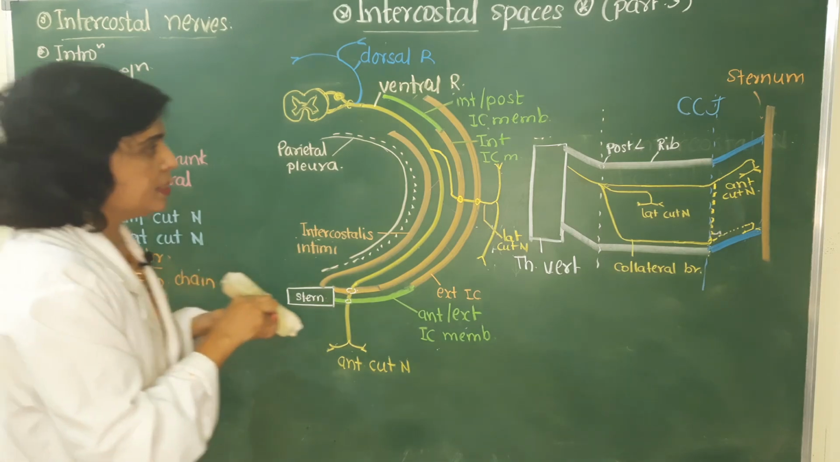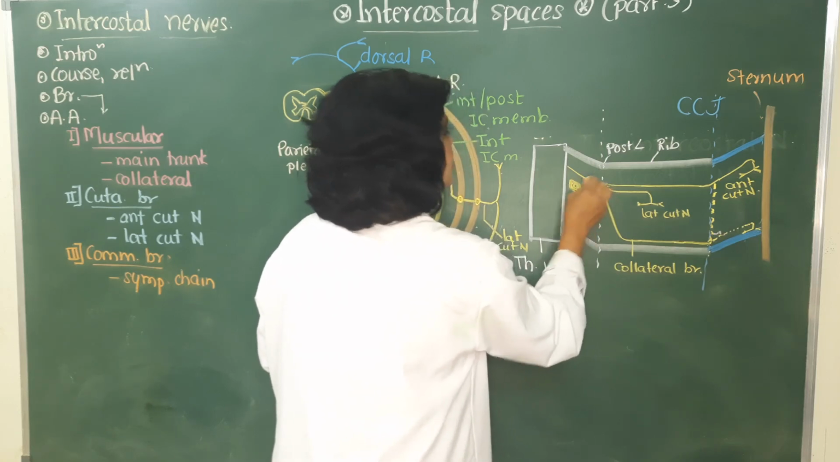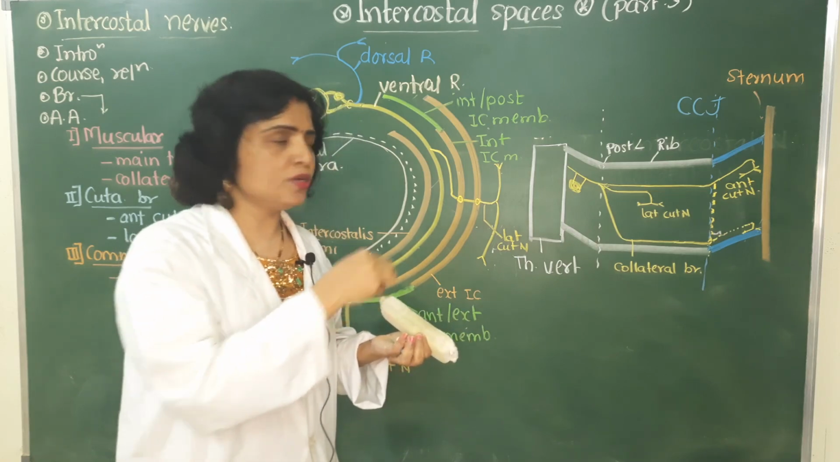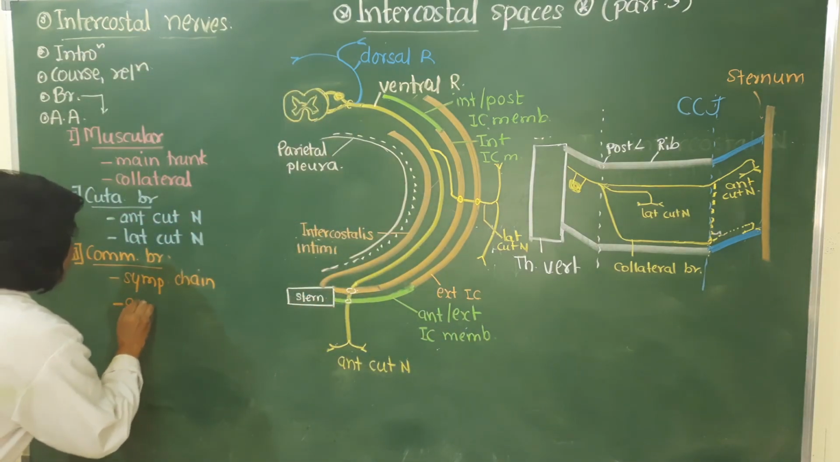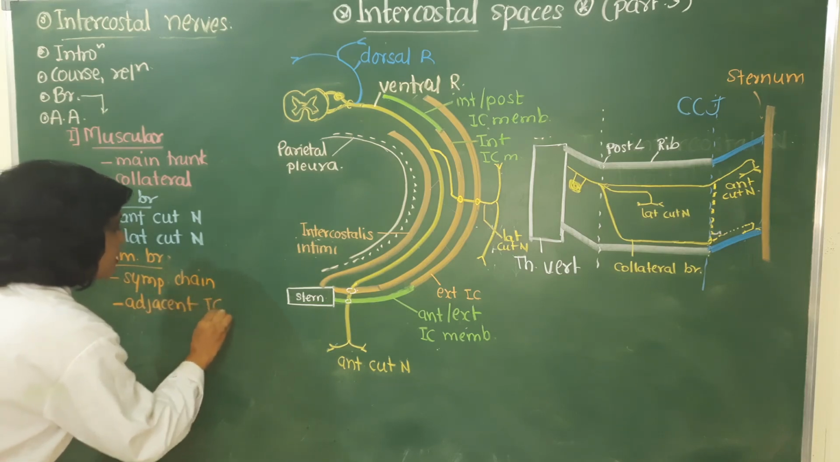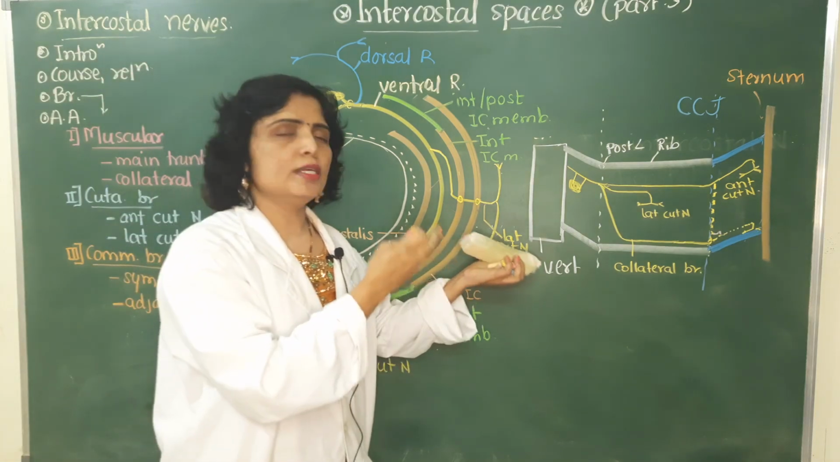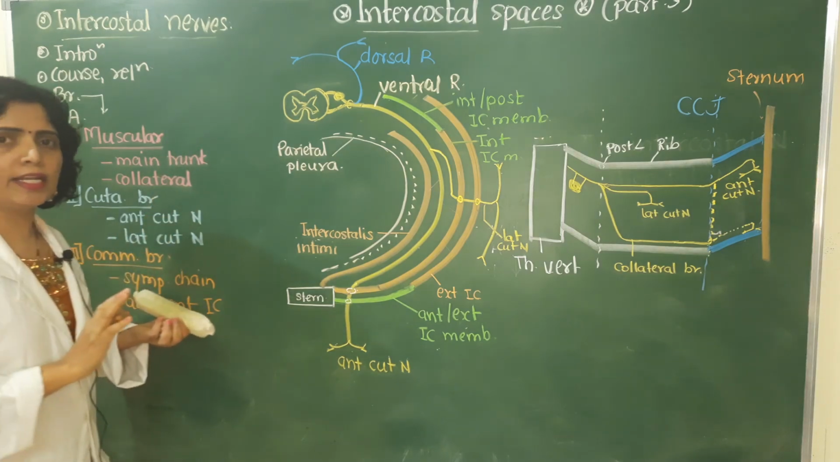Actually, if you draw the sympathetic chain, it will be somewhere here. So this nerve lies in front of the sympathetic chain, connected to it by the gray and white rami communicantes. So they are the communications, and then it is communicated with the adjacent intercostal nerves in the posterior part of the intercostal space. So that is about the branches. We divide branches into muscular, cutaneous and communicating branches.